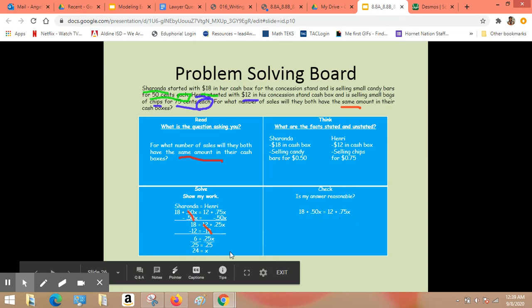So I'm just going to go ahead and substitute my x's with my 24. So I'm replacing my x's. So I have two x's. So I need to see two 24s in my equation now. So I should have 18 plus 50 cents times 24 equals 12 plus 75 cents times 24. Okay, so again, you can either solve them or just type it out in your calculator. So I'm just going to type it out, skip a step.